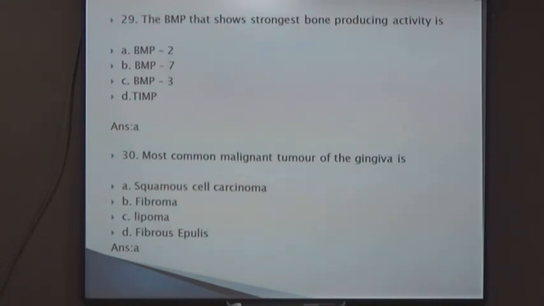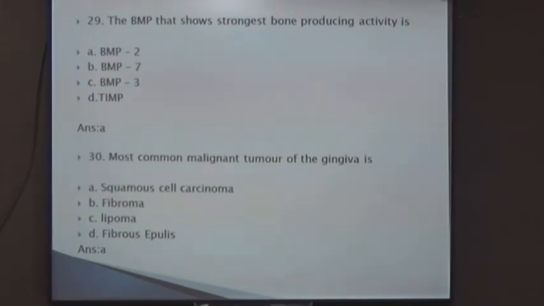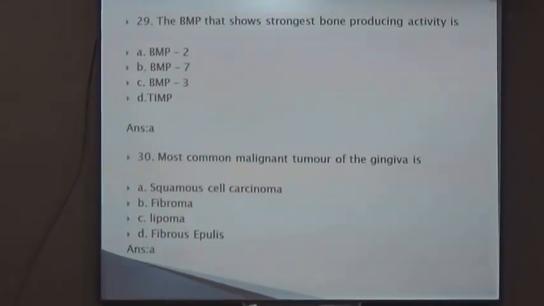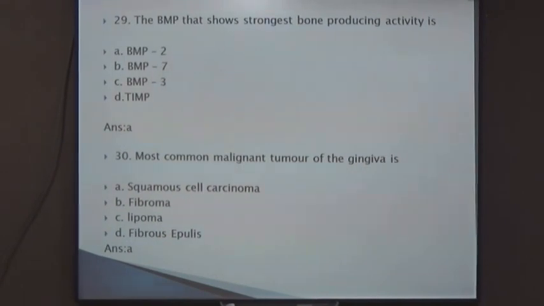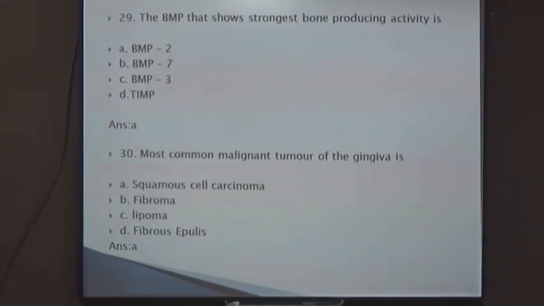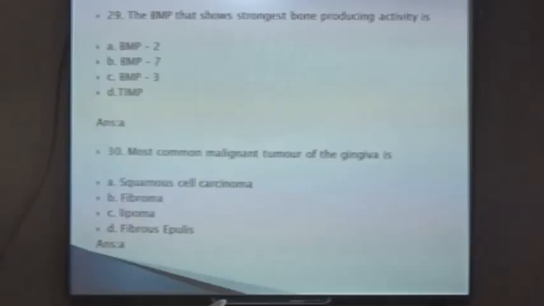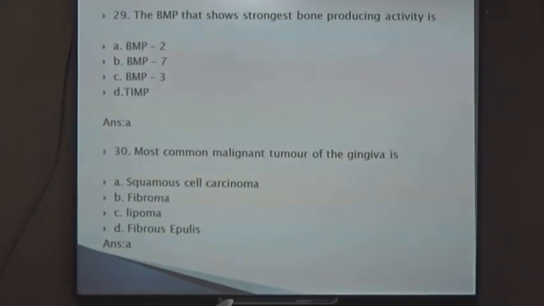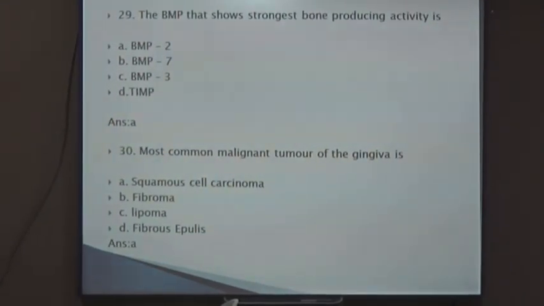The BMP that shows the strongest bone producing activity is BMP2, bone morphogenetic protein. It is a direct graft which will initiate bone formation. The bone which will be formed more is by means of bone morphogenetic protein 2. The most common malignant tumor of the gingiva is squamous cell carcinoma. Because why is it most common rather than fibroma, lipoma and fibrosarcoma?